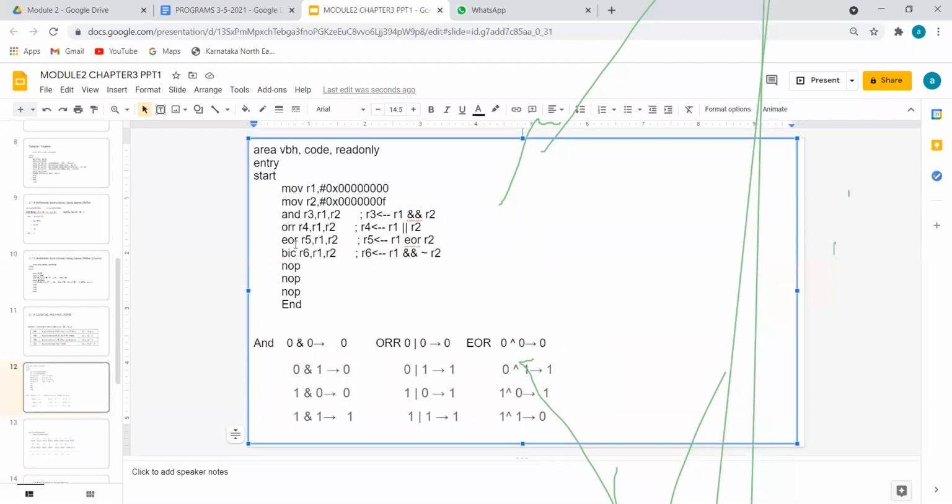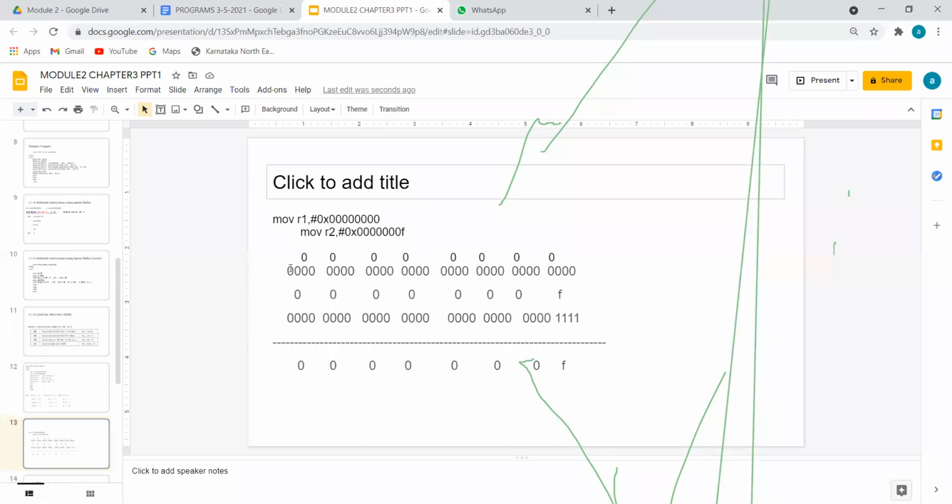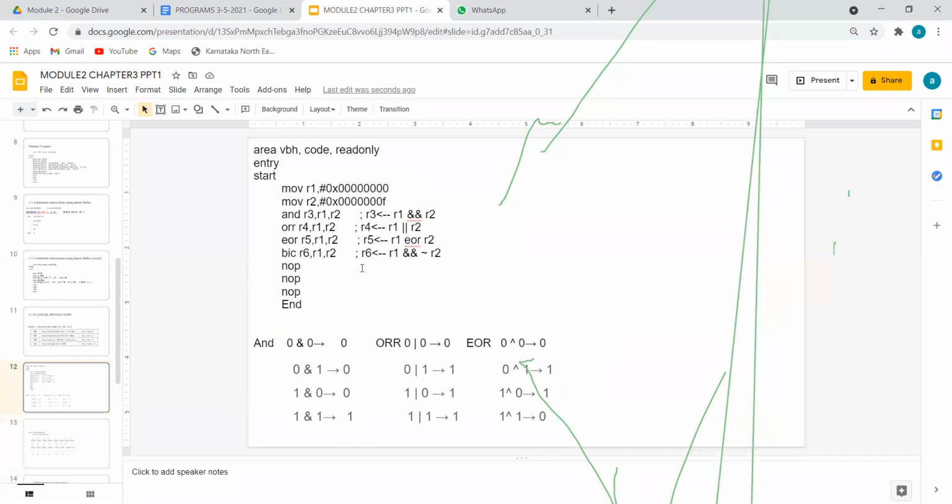Fine. Let's go for the next, R5. Can you give the answer for this R5? Exclusive OR. What is the definition for exclusive OR? If bits are different, give it as 1. If bits are same, give it as 0. So what is the definite result for this here? First 4 F, so rest all 0. So correct answer. Okay.